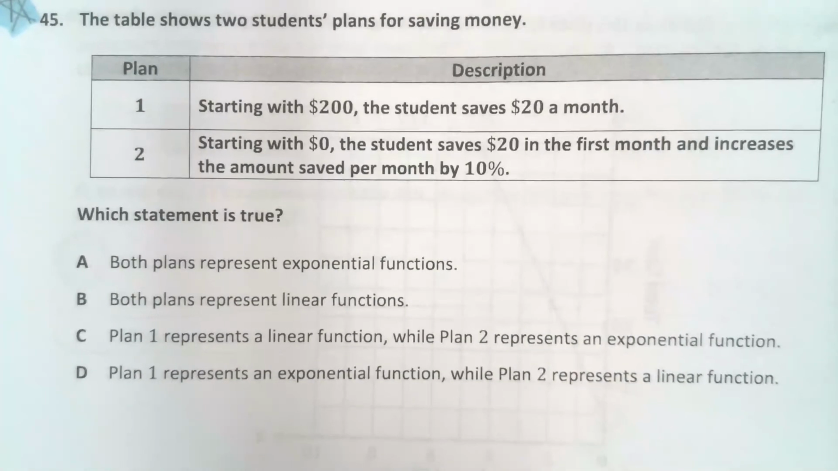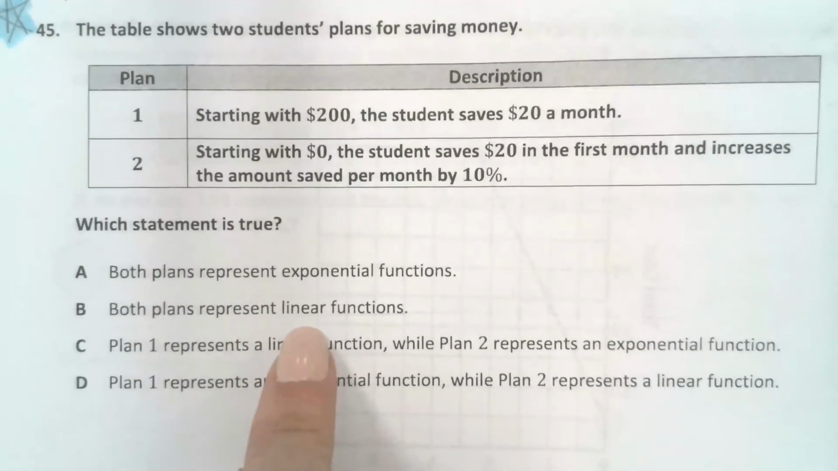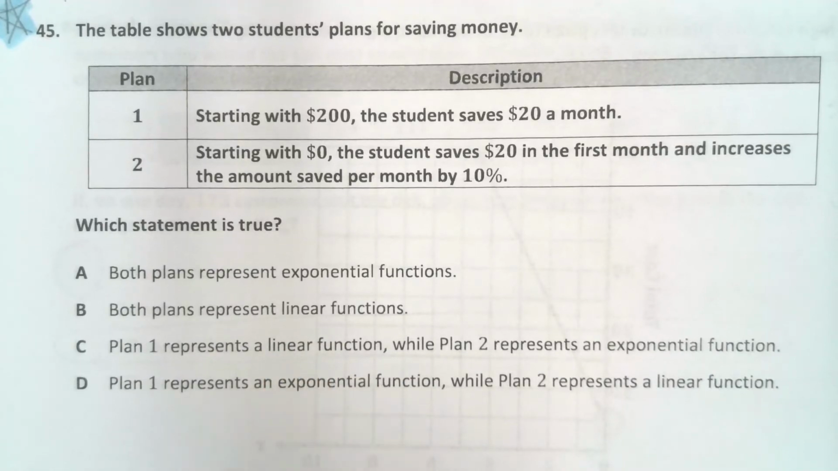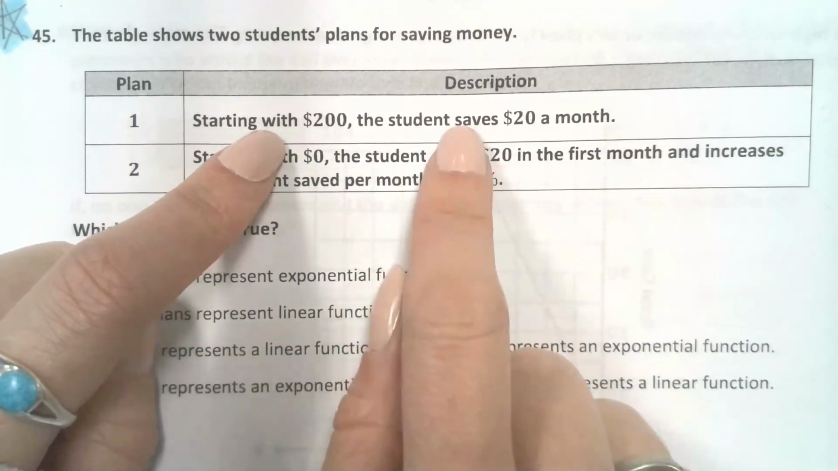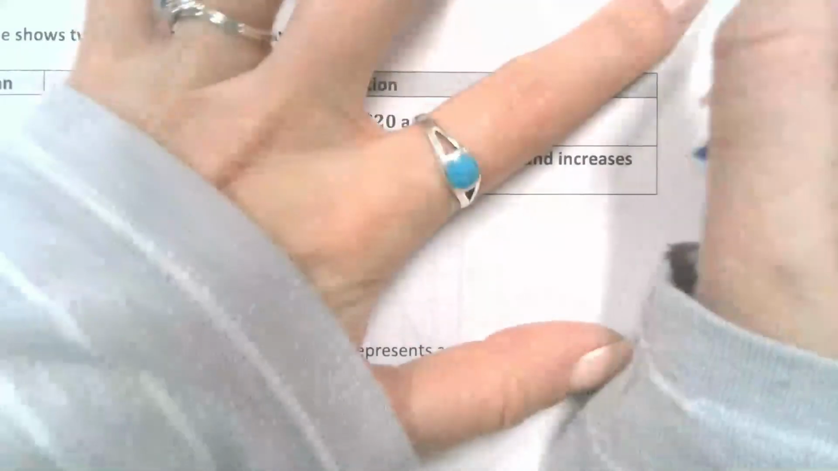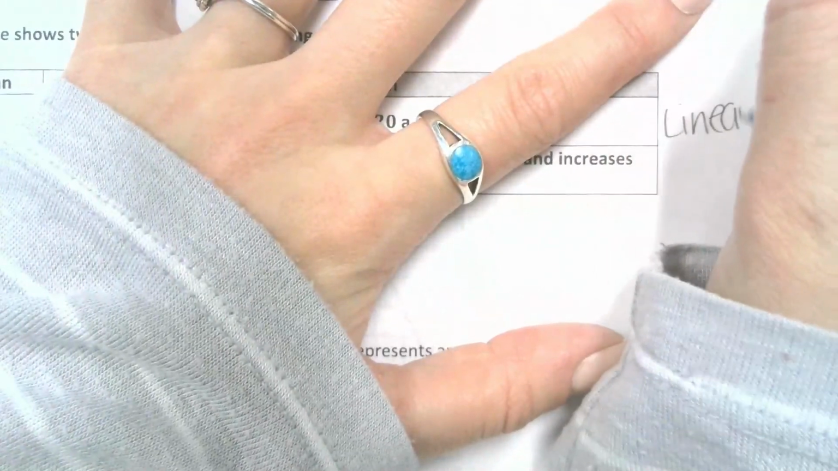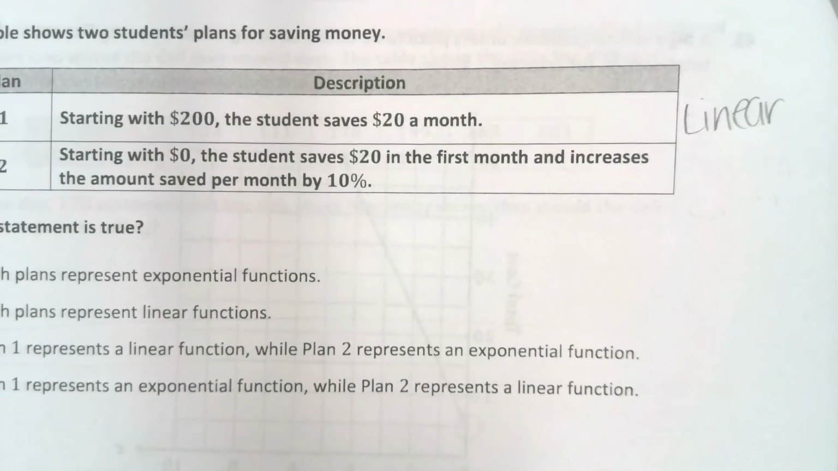Okay. You had to determine if they were both exponential, both linear, or if one was linear and one was exponential. So, if I start with $200 and I save $20 a month, is that going to be linear or exponential? Linear. Good job. So I would just write linear next to that one, because I'm adding 20 every month.